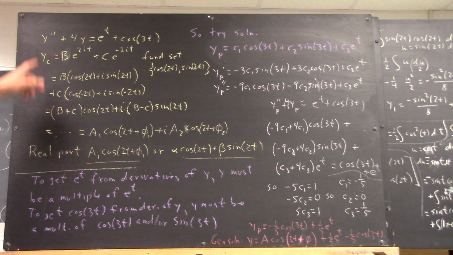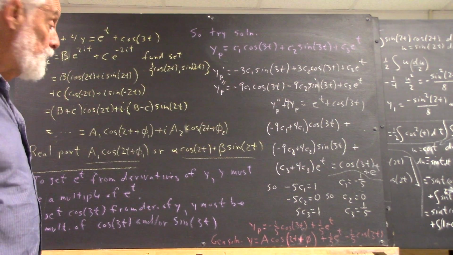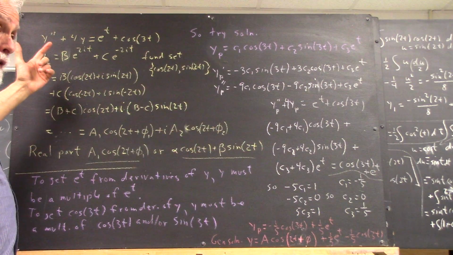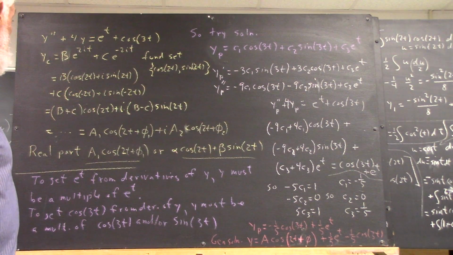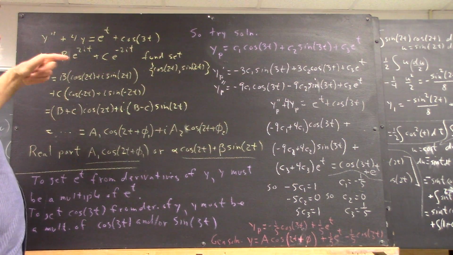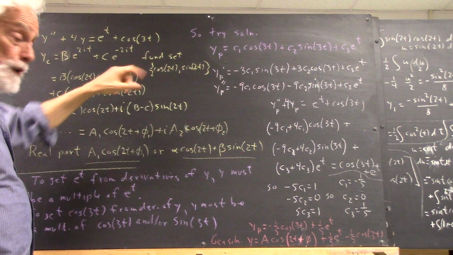We have the equation y double prime plus 4y equals e to the t plus cosine 3t, and we want to solve the equation. We know we're going to have to find a characteristic solution and a particular solution, and we add the two. Now, we can plug in e to the lambda t, and we get roots of the characteristic equation that are 2i and negative 2i.